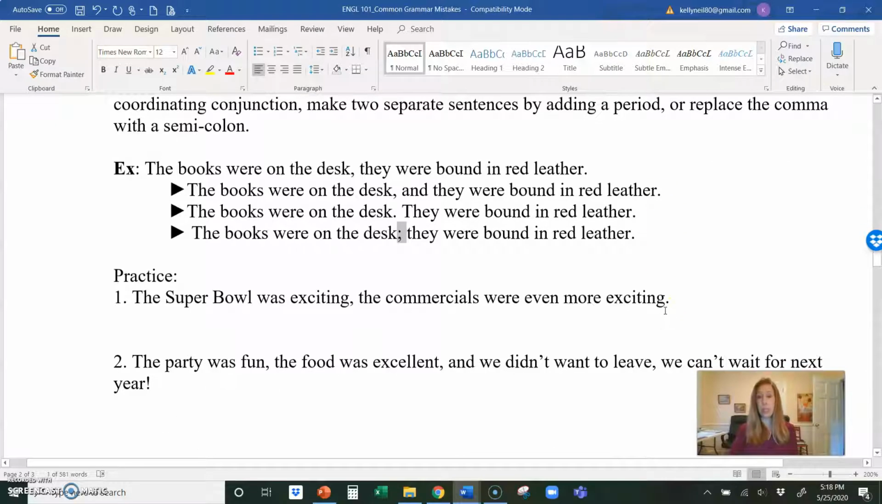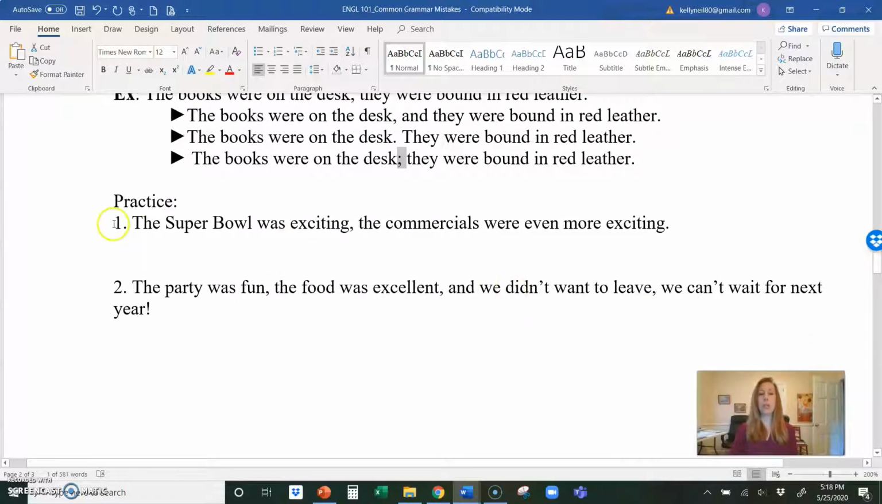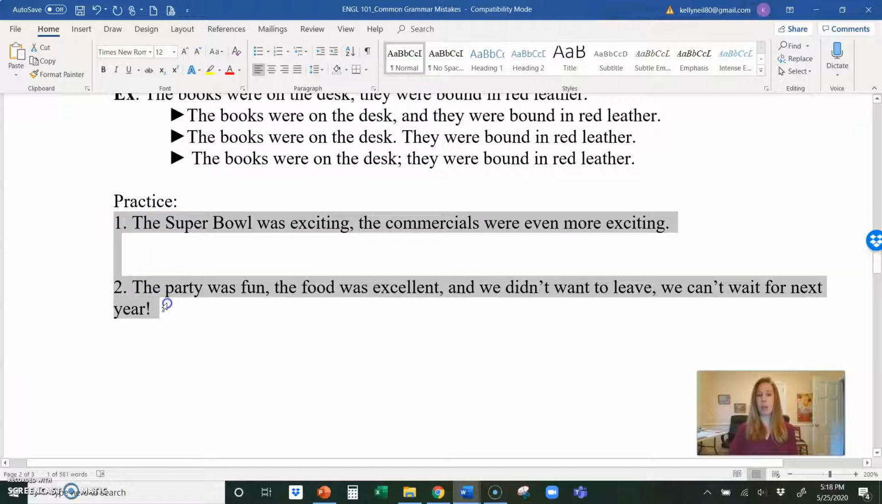All right, here are a couple sample sentences. Both of these have comma splices in them. Take a minute, pause this video, see if you can figure out how you would fix them, and then I'll show you some ways that I did it. Okay, hopefully you tried to fix those sentences on your own. Let me show you some possible ways of doing that.